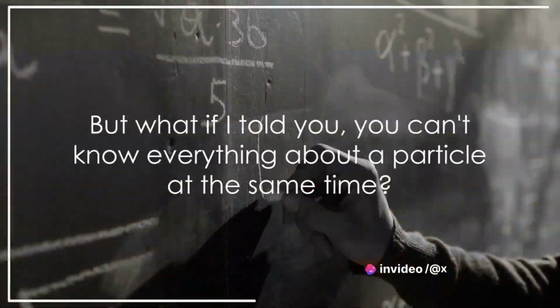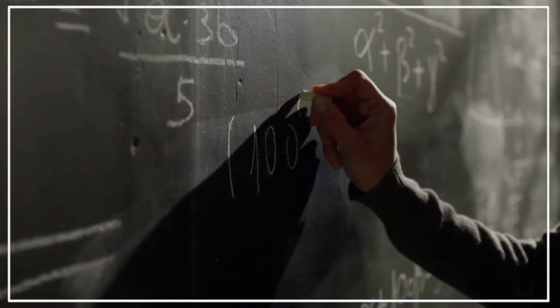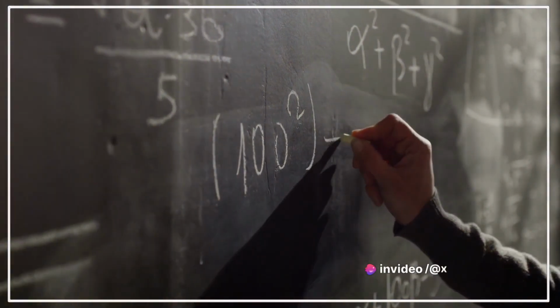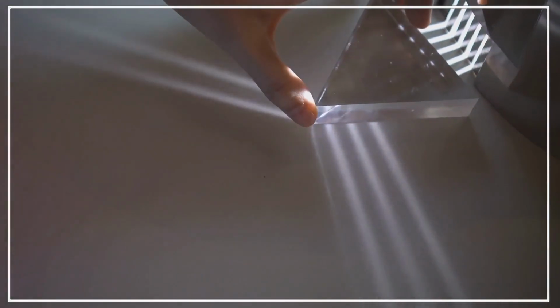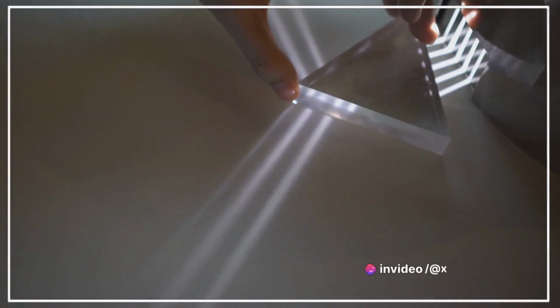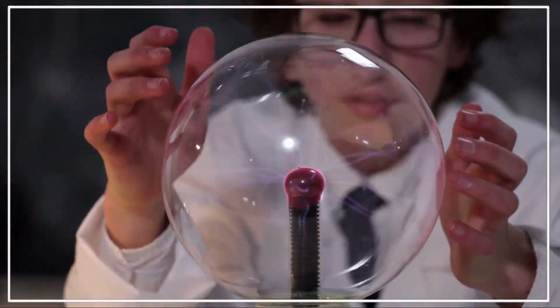But what if I told you, you can't know everything about a particle at the same time? This is where we dive into the realm of Heisenberg's uncertainty principle. A key component of quantum mechanics, it's a concept that shakes the very foundation of our understanding of the physical universe. Named after the German physicist Werner Heisenberg, the uncertainty principle asserts that you can't simultaneously know both the exact position and momentum of a particle.